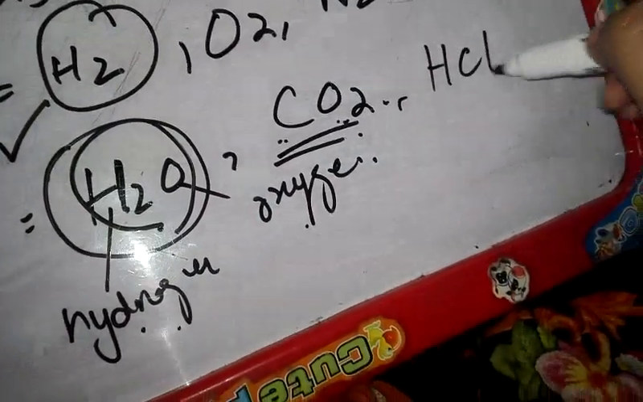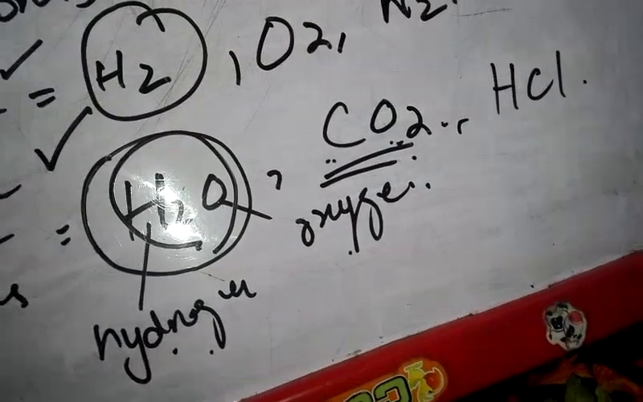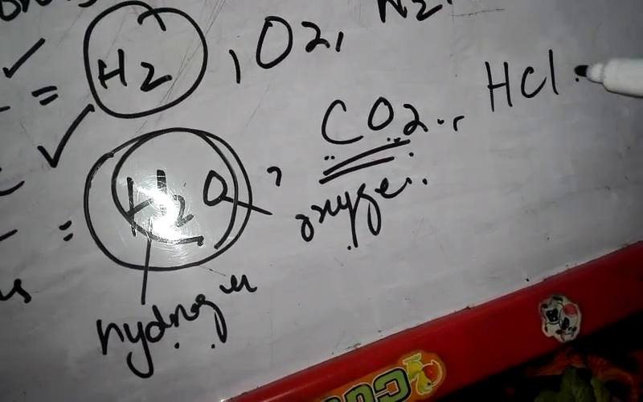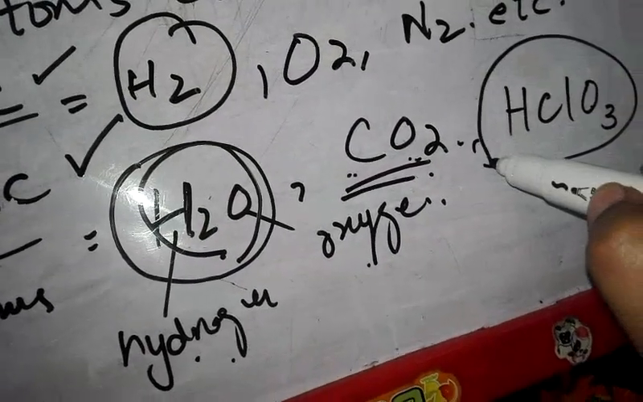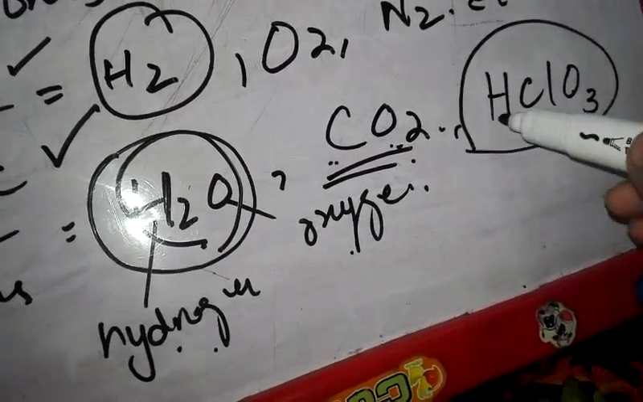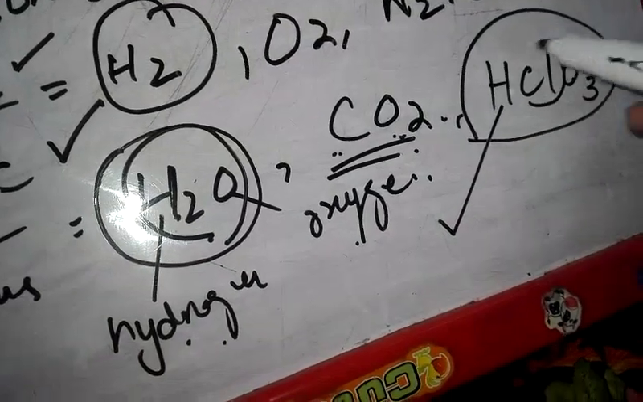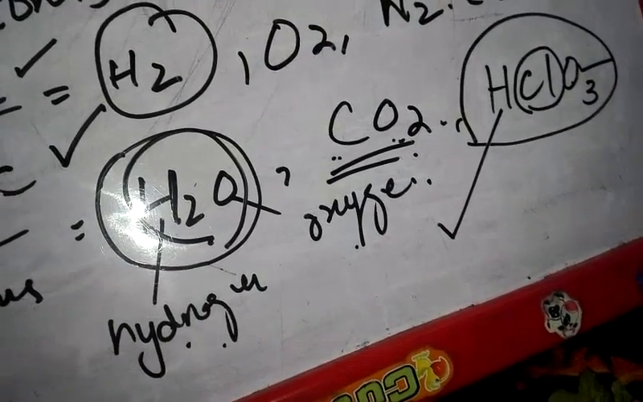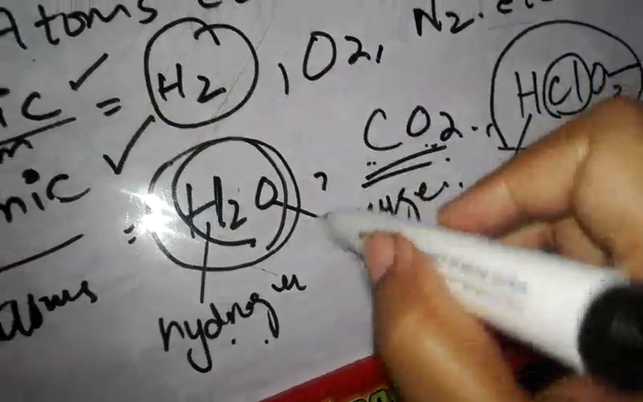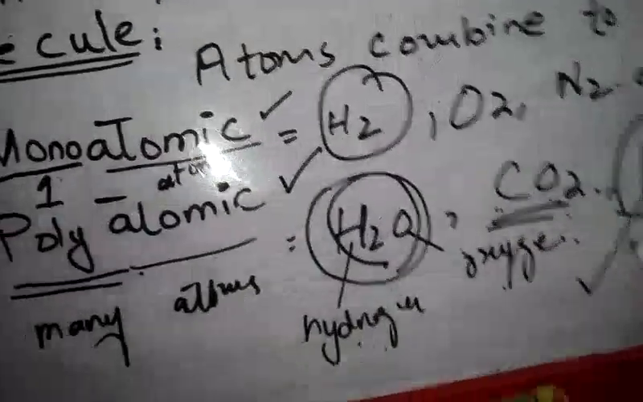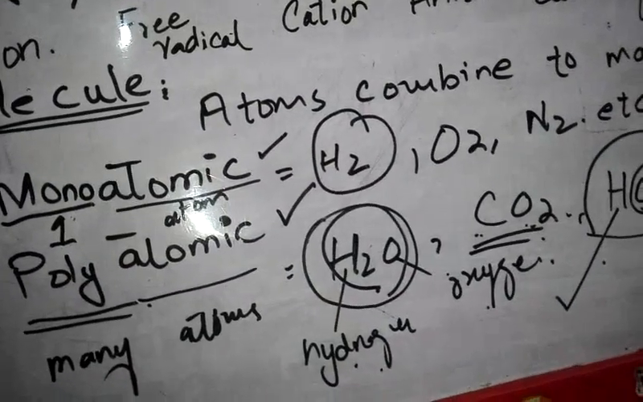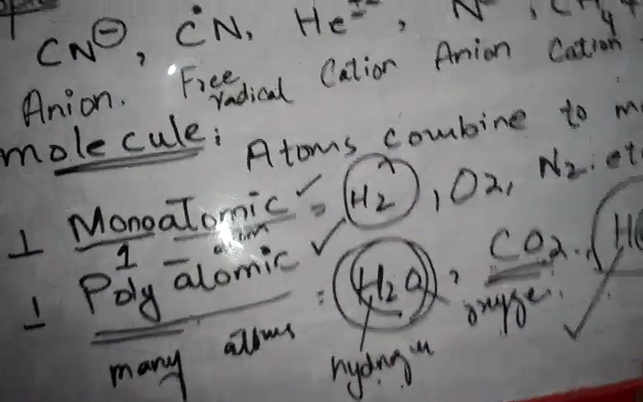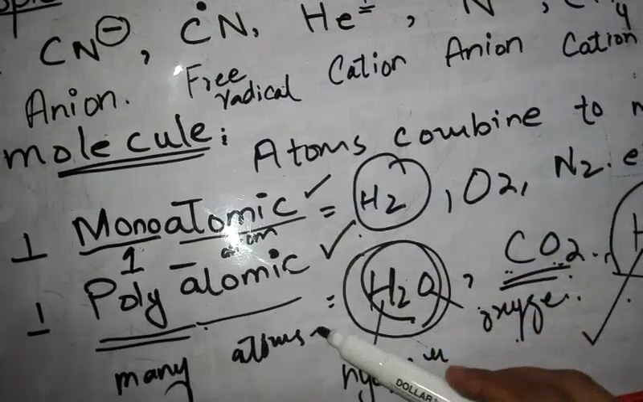I will give you an example of 3 atoms, that is HClO3. Let's go with that. This is a molecule, but it's a polyatomic molecule. Why? It has hydrogen into them, it has chlorine into them, and it has oxygen into them as well. So these are the examples of polyatomic molecule, and these were the examples of monoatomic molecule. Alright my dear class, I hope you have understood the concept of monoatomic molecule, polyatomic molecule.